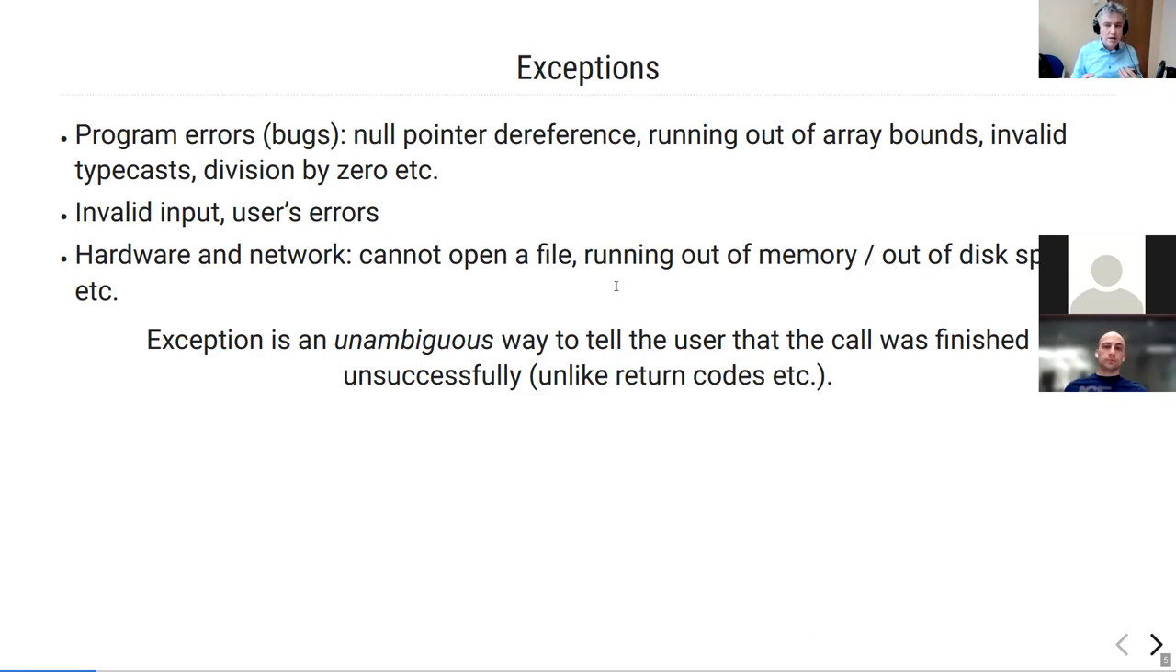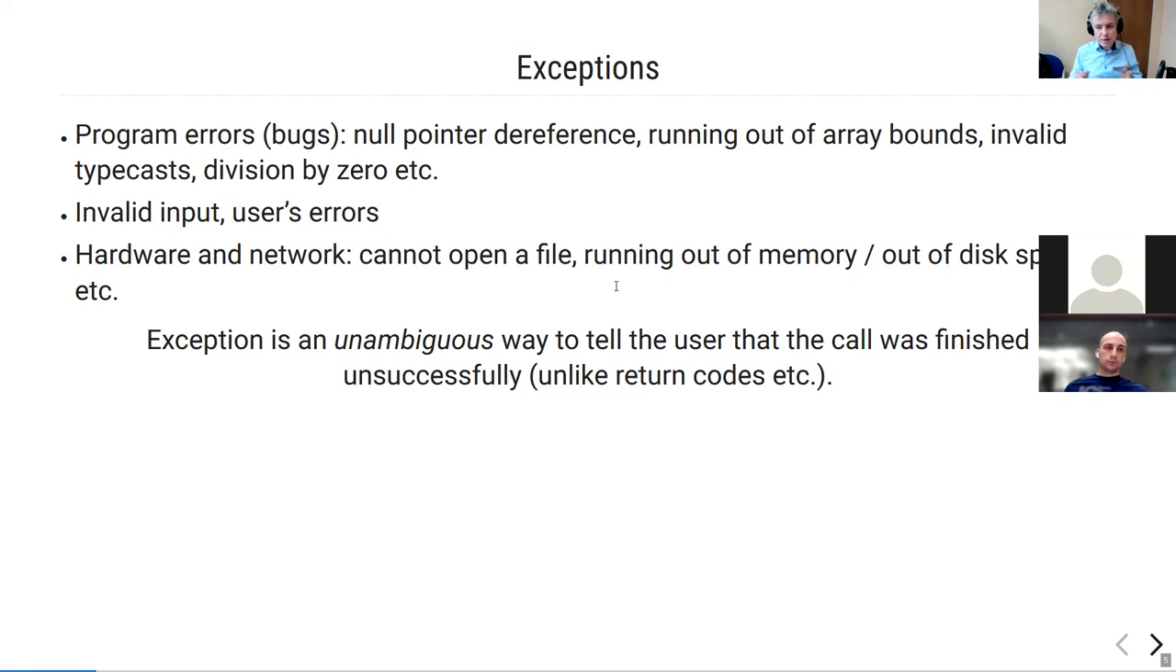So an exception is like the returning value of a function or the returning value of a method. But instead of a normal return, we have this exceptional return, and we know that something's wrong. So it's an additional returning value of a function. We can reason about it in such a way.